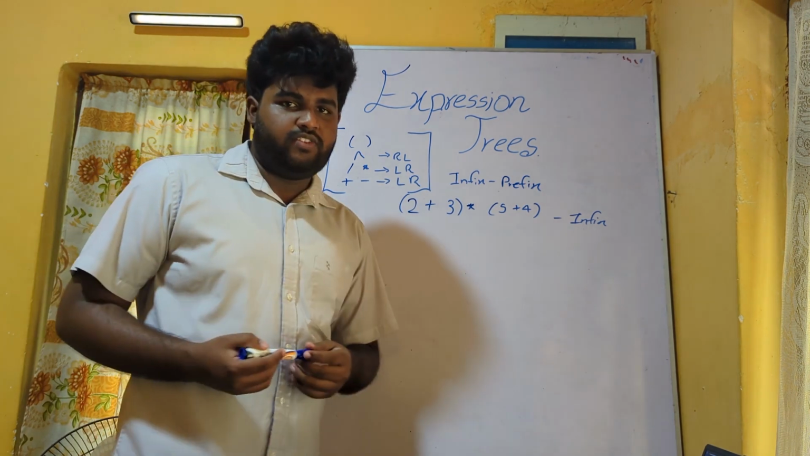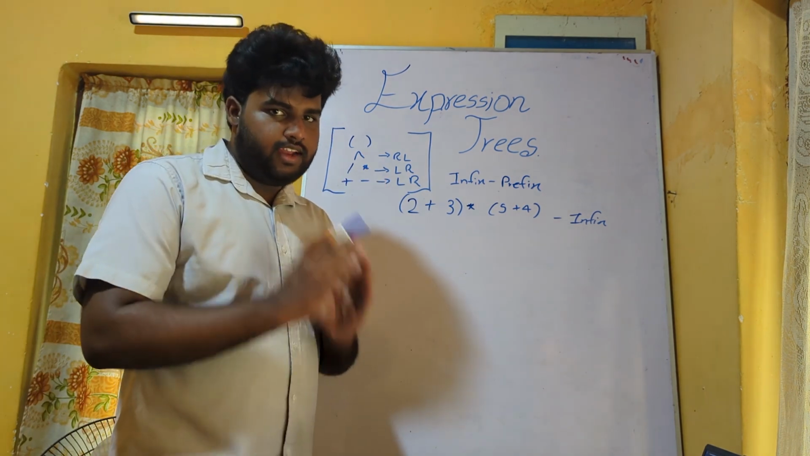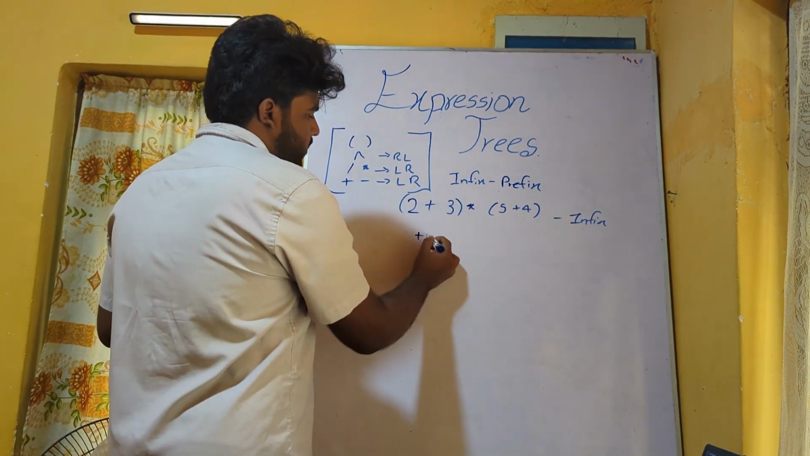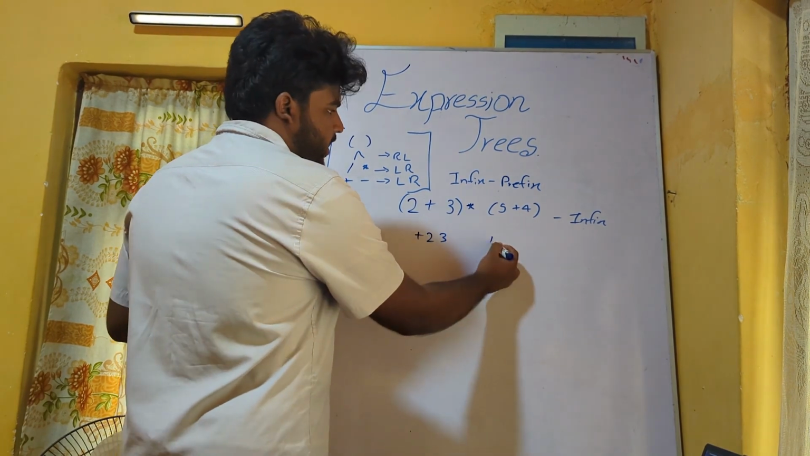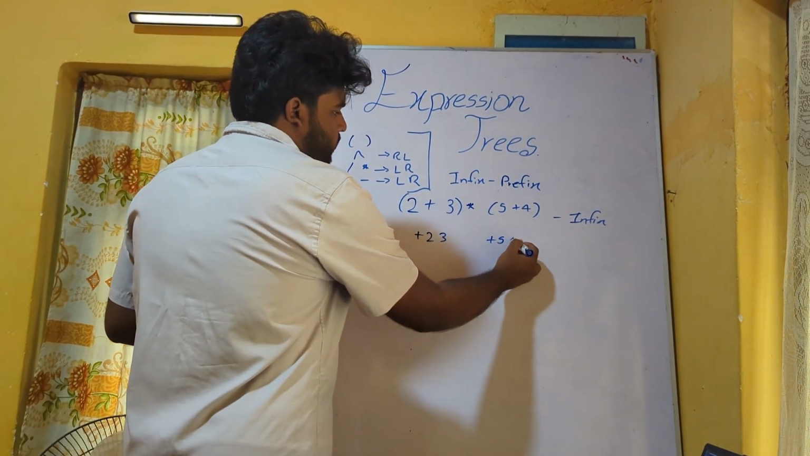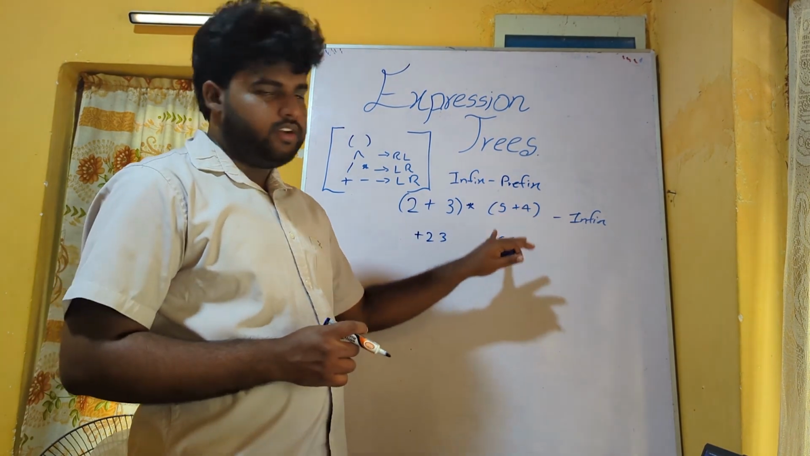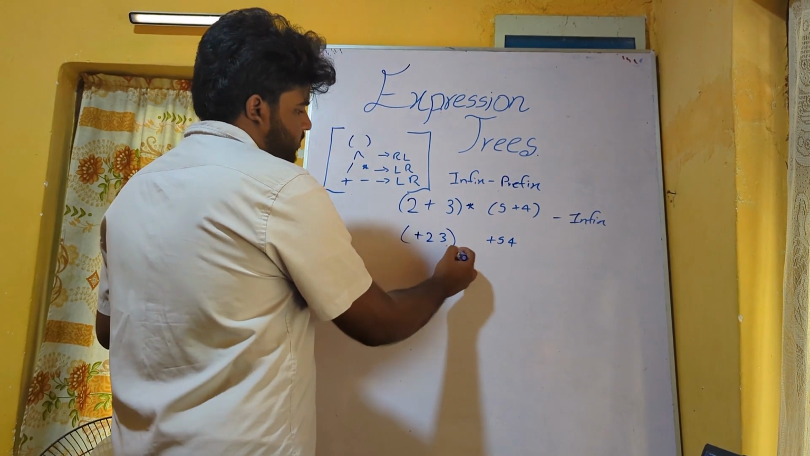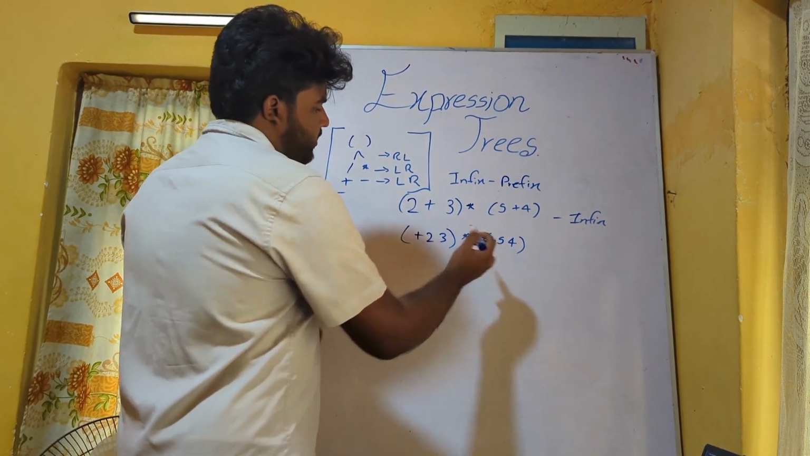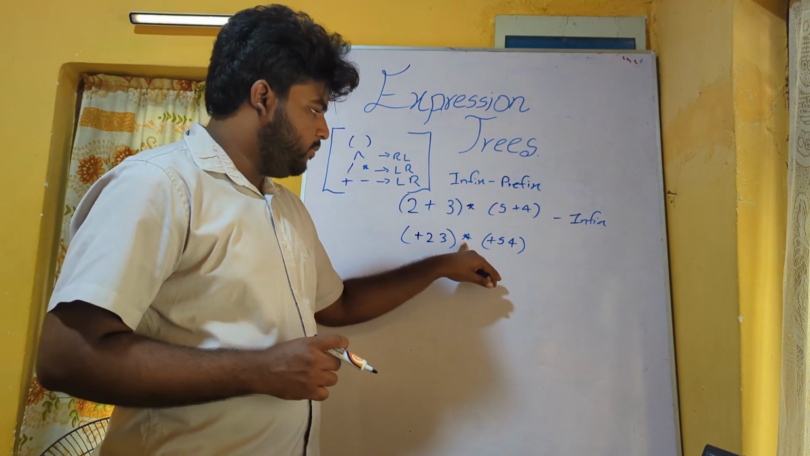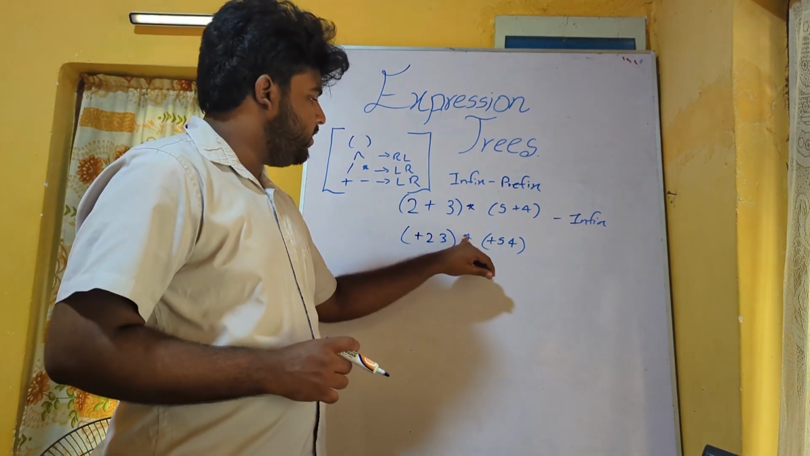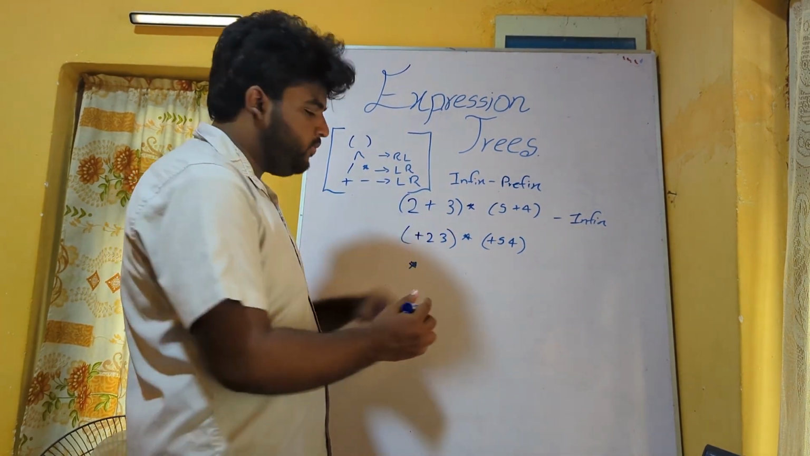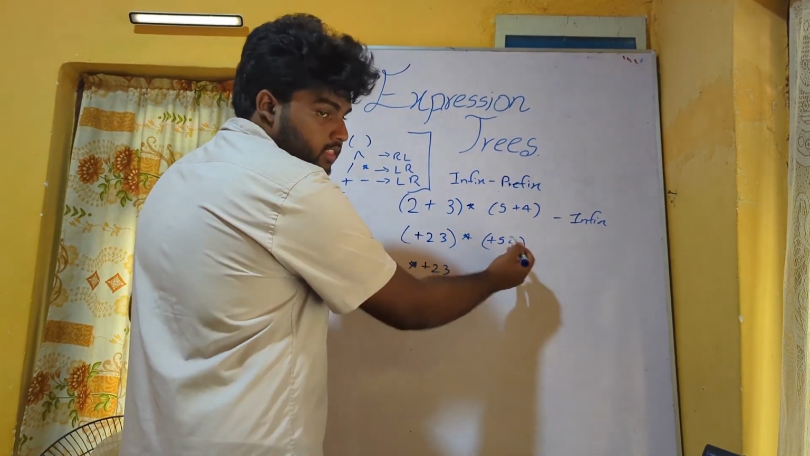And you know, in prefix the operators come first, then the operands. So we can simply write these two as plus 2 3 and plus 5 4. Always the left operand goes first and then the right operand. So you can write this like this, and then again, as you can see, an operator with two operands, and the operator comes first. So operator, the left part, and the right part.